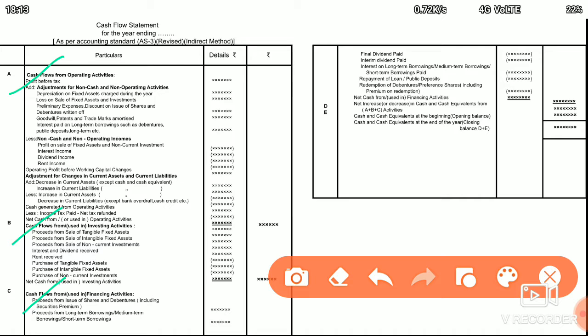Now, if we add the total cash inflows or outflows from operating, investing, and financing activities, that is the total of parts A, B, and C, it will be the net increase or decrease in cash and cash equivalents during the period. Now, if we add the opening balance of cash and bank balance of the year, it will give us the closing cash and cash equivalents at the end of the year. Let me explain the format with an example.